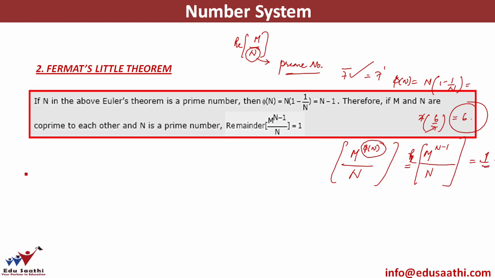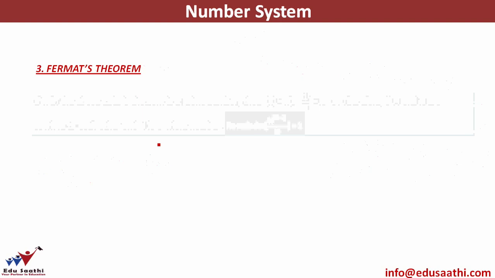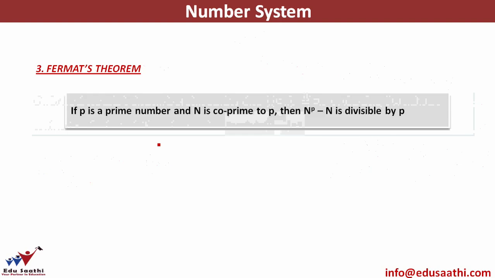The only thing that you need to consider here again is m and n, the numbers that you have; m and n should be co-prime to each other. That is very obvious in this case, because if n is prime, m will not be a multiple of that prime. If it's a multiple, the remainder would always turn out to be 0. Let's move ahead and look at Fermat's theorem.